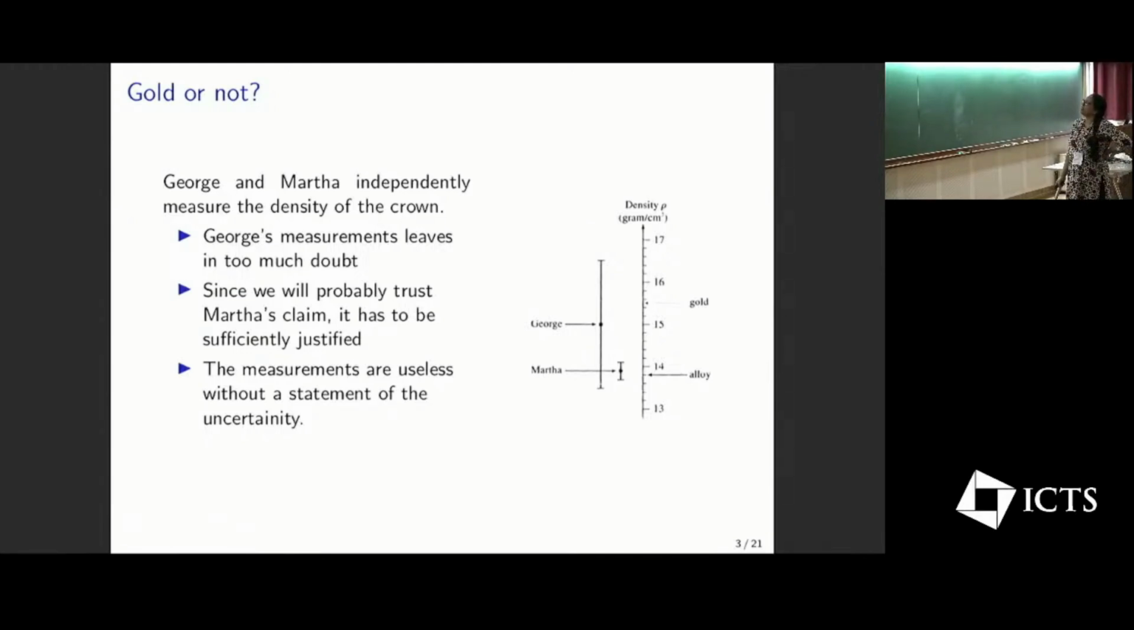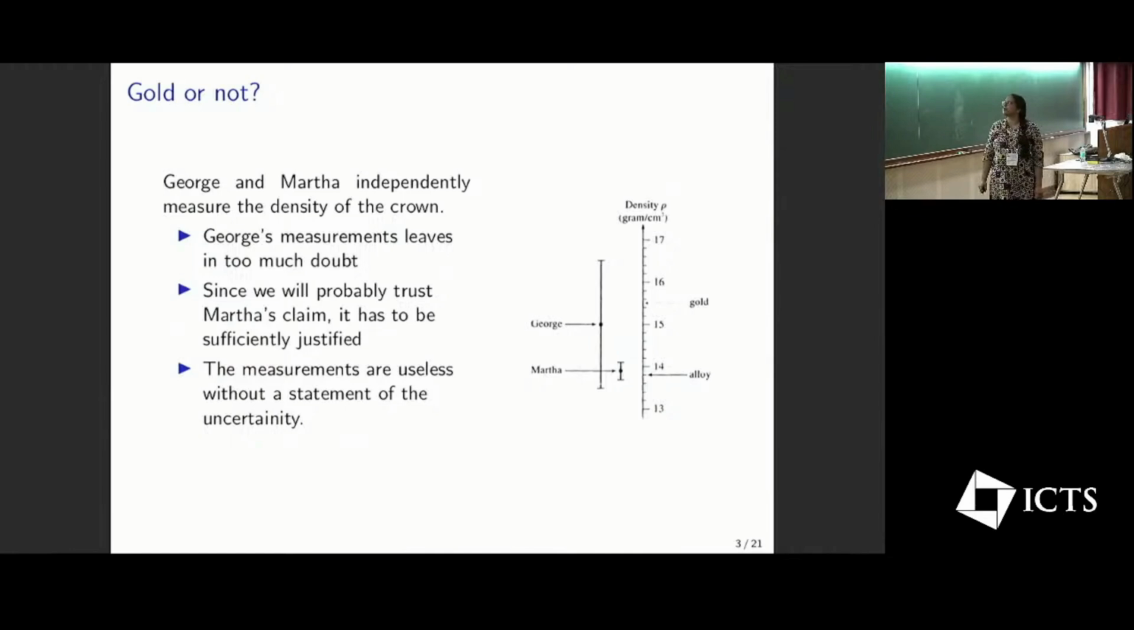And it seems like Martha has a different value. The estimated value is different. And she reported 13.8 gram per centimeter cube and also gave some sort of margin of error. So who would you believe is the question, right?